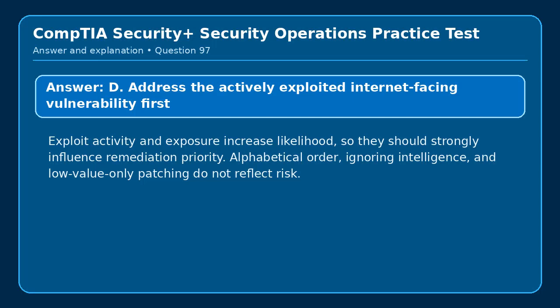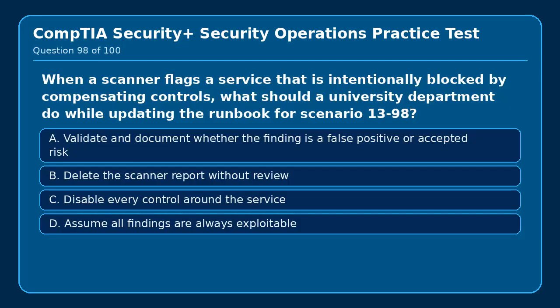The answer is C. Data loss prevention. DLP identifies and can block unauthorized movement of sensitive information. Wake on LAN, DNS balancing, and frame size changes do not inspect sensitive content for exfiltration.